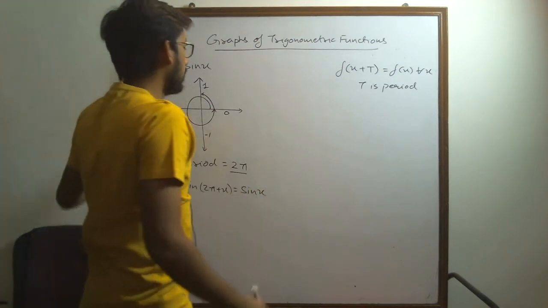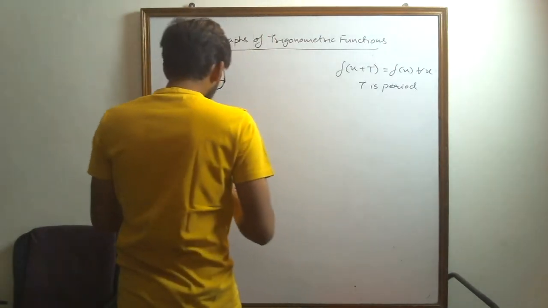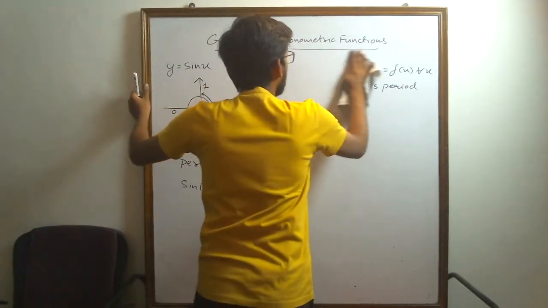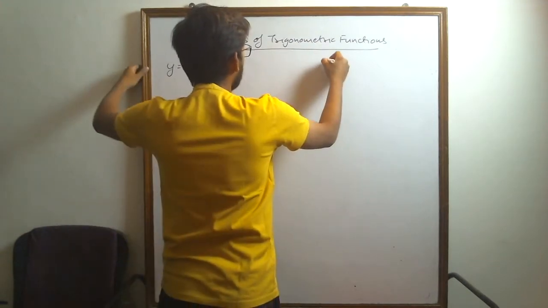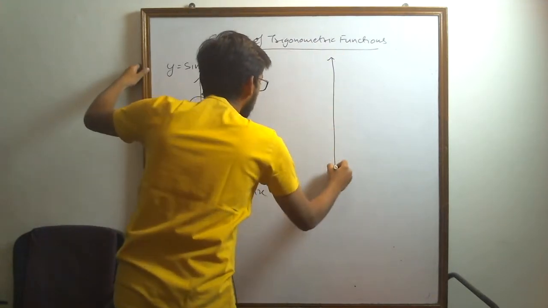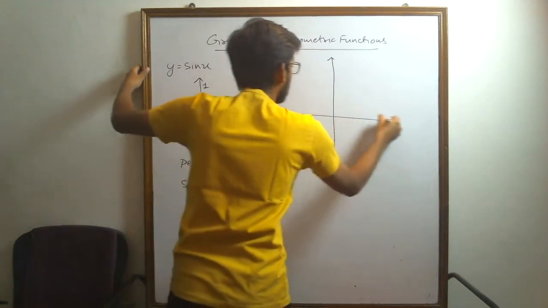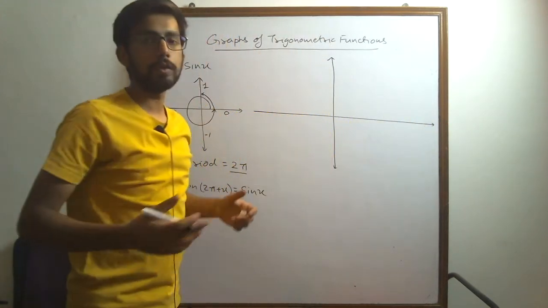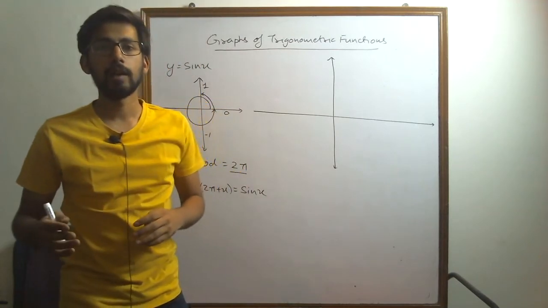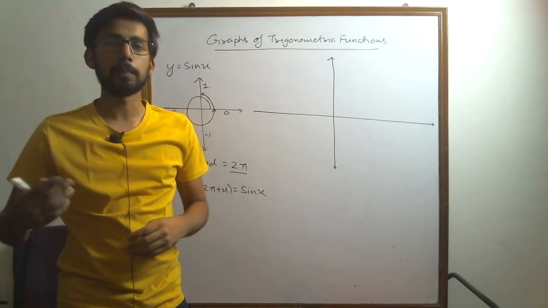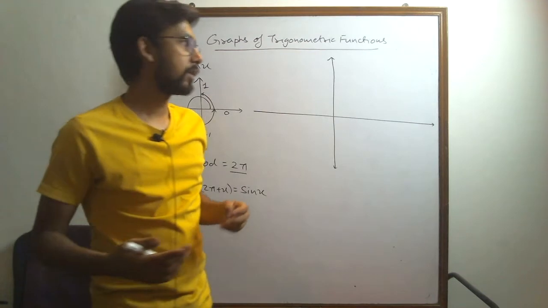Correct? So with this knowledge, let's look at the graph of sin x. The benefit of having a period while graphing a function is that we can draw the graph of the function from 0 to the period, and then the function just keeps repeating again and again, right?